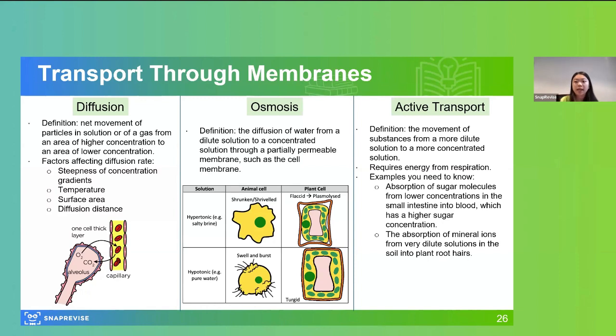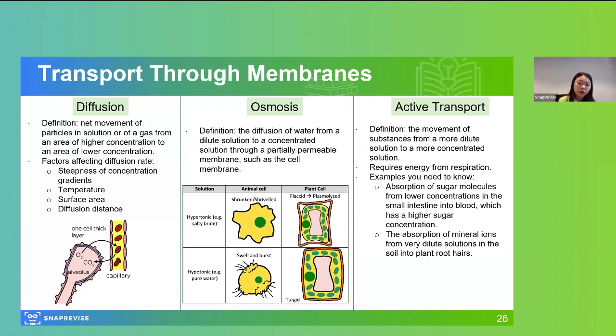Hypotonic is when it is the opposite, because it's things like pure water. It's going to be more dilute on the outside. So water is going to move from the solution into the cell through osmosis because there's more water outside. This is going to cause the animal cells to swell up. And sometimes, because there's so much water going in, it's going to burst.